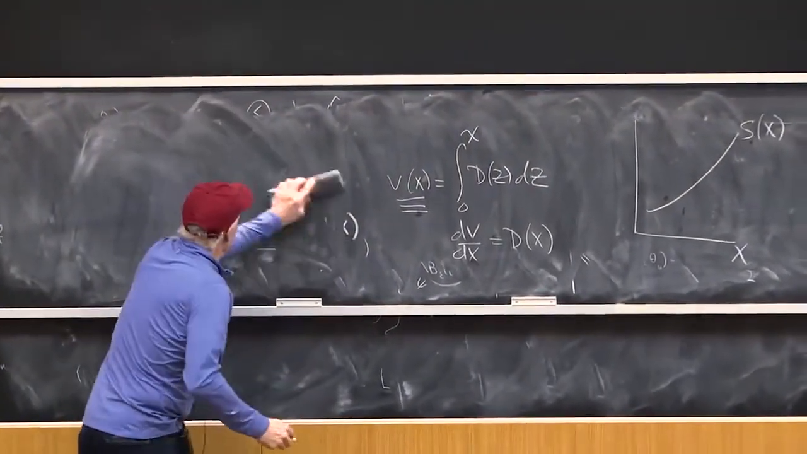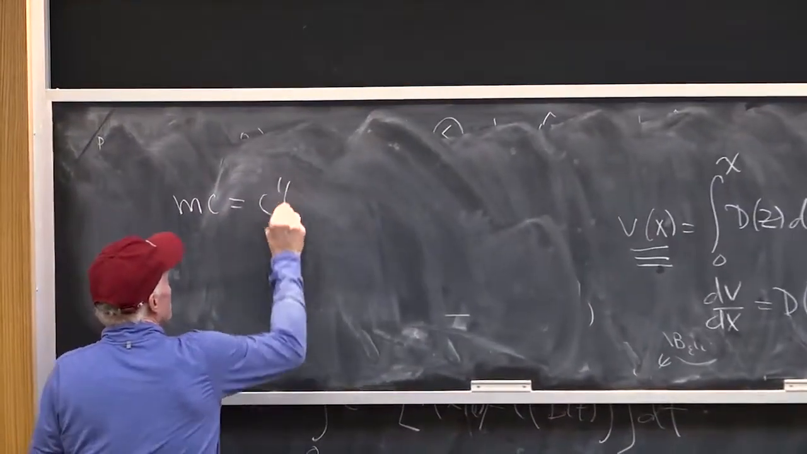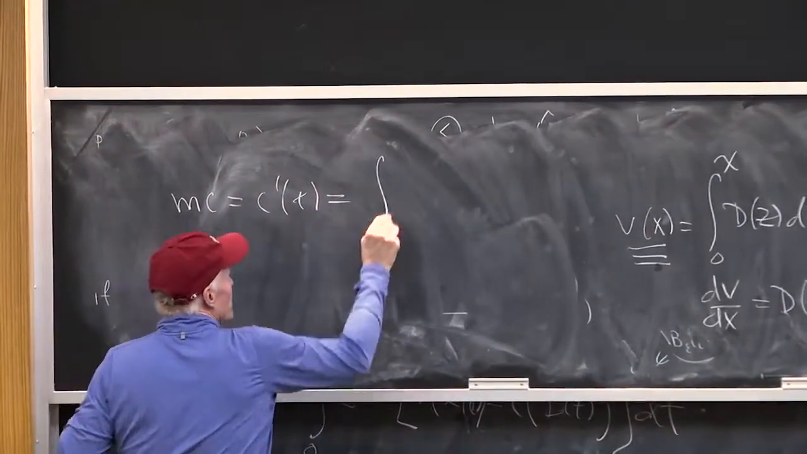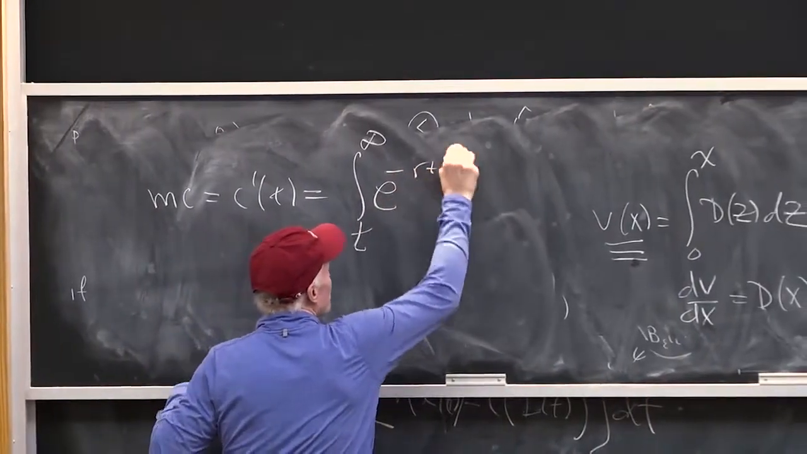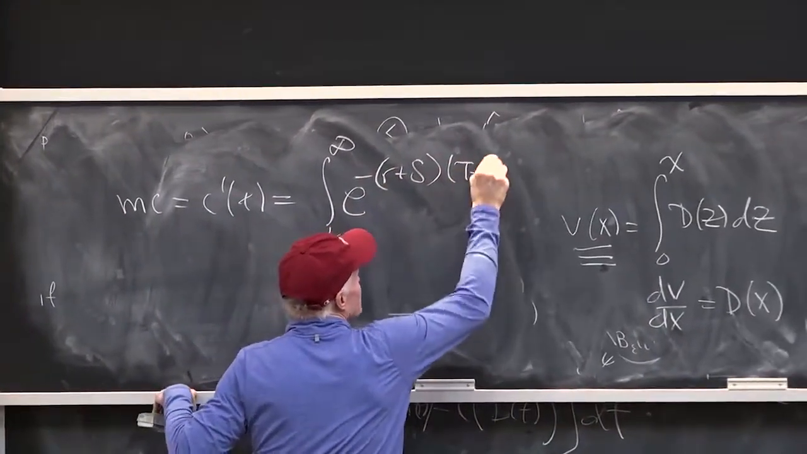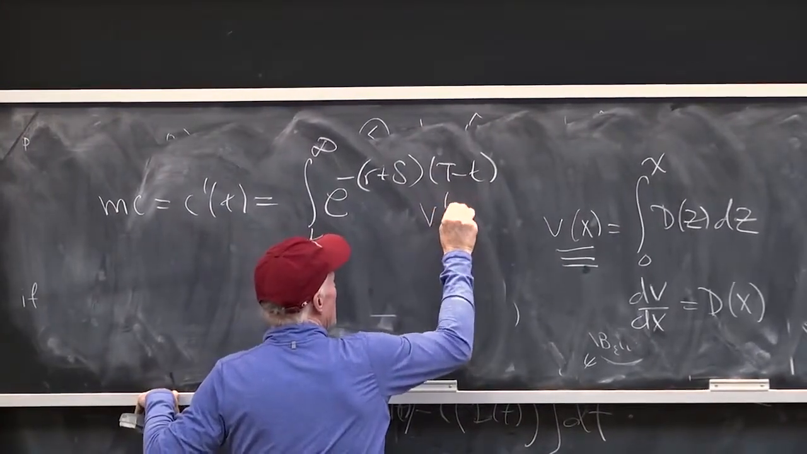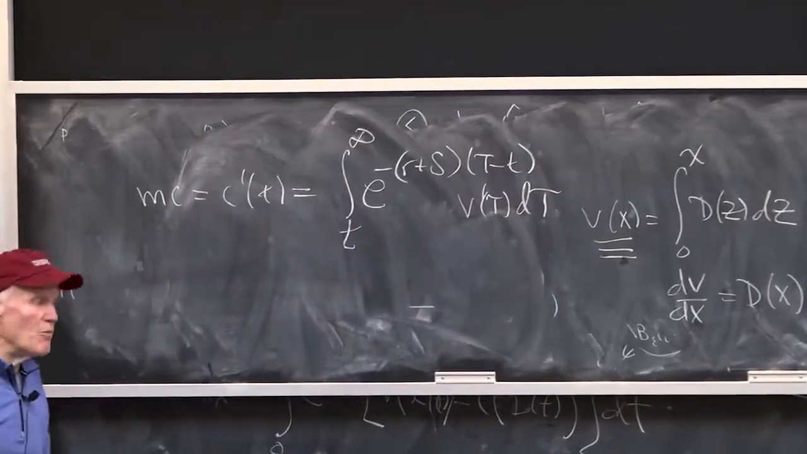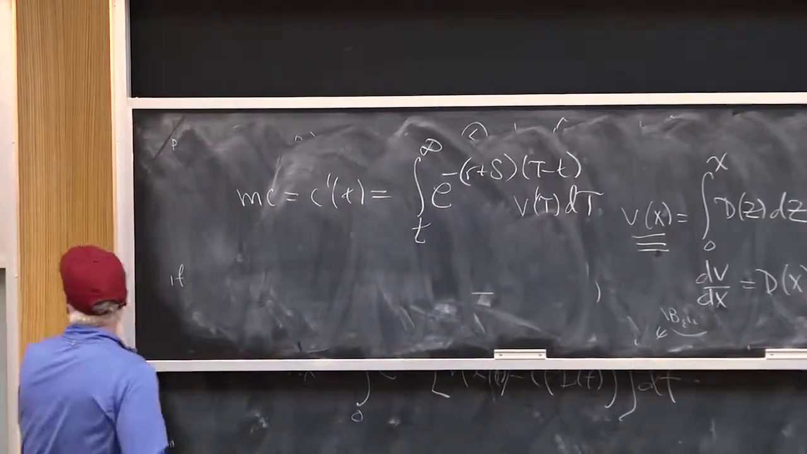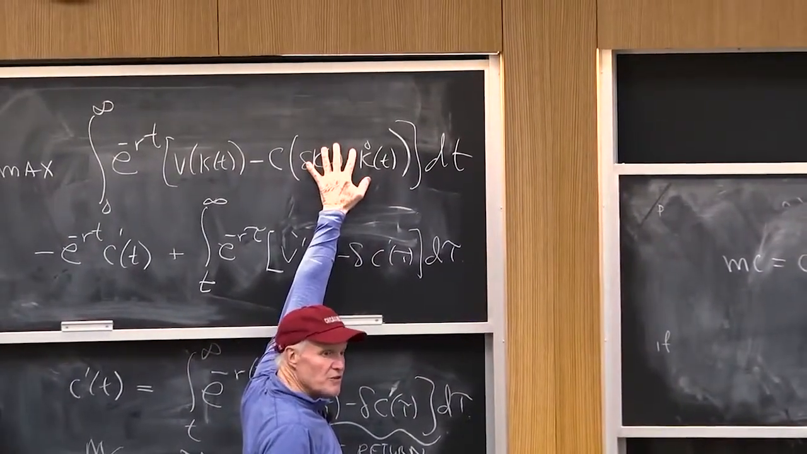So I would get marginal cost equals c prime of t equals the integral from t to infinity e to the minus r plus delta tau minus t, then I'm going to get v prime of tau d tau, because there's no more. Remember, in that experiment, I'm holding investment fixed, so this doesn't change in the future.